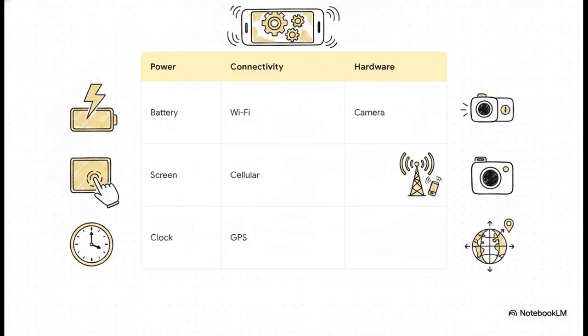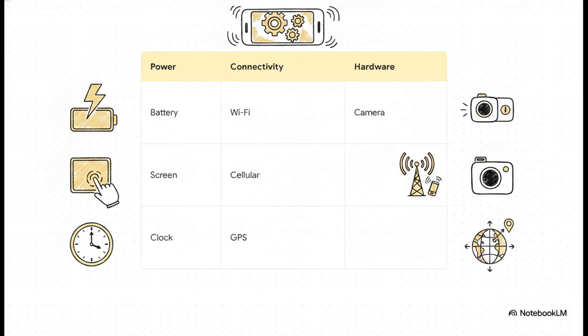Now that you've mastered the outside, let's use a bit of digital X-ray vision. A smartphone packs an unbelievable amount of tech into such a tiny space. Actually, fun fact, there is way more computing power in your pocket right now than NASA used to send astronauts to the moon. Crazy, right?